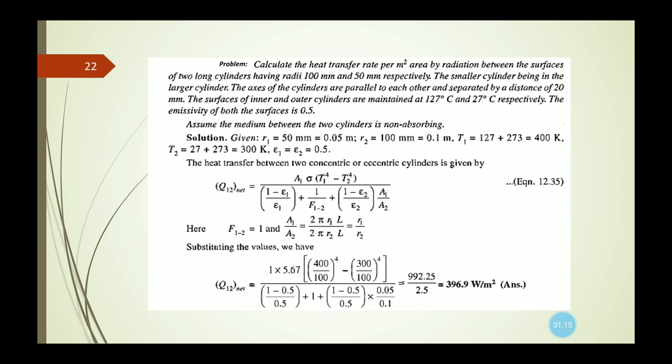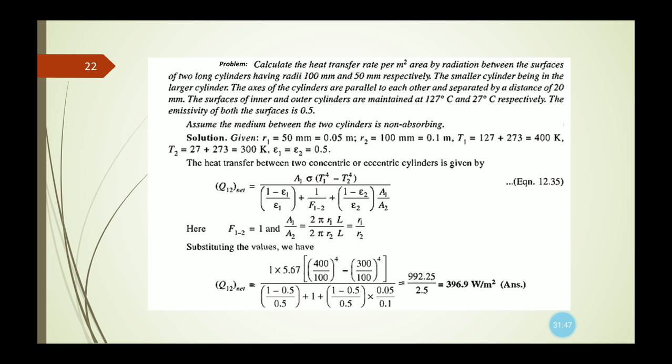So what data is given in this question? R1 is 50 millimeter, that is 0.05 meter. R2 equals 100 millimeter, that is 0.1 meter. The temperatures of these two surfaces in Kelvin are 400 Kelvin and 300 Kelvin. The emissivity for these two surfaces is given as 0.5.